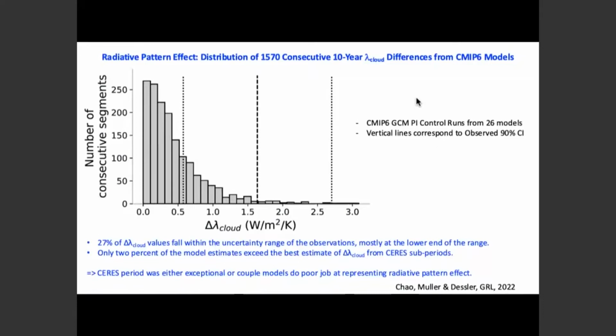So now this is delta lambda. Again, the dashed vertical line here is series, and they found that only 27% of the results from the models fell within the uncertainty range of the observations, mostly at the lower end, and only 2% of these model estimates actually exceeded the best estimate from series. So based on these results, and this is my conclusion, not theirs, this 20-year period from series was either really weird, really exceptional, or the models are maybe not doing a great job at representing these radiative patterns. So that could be an interesting question for discussion.